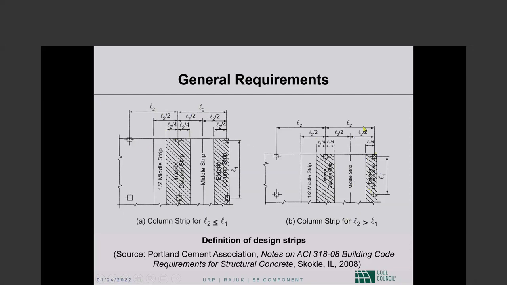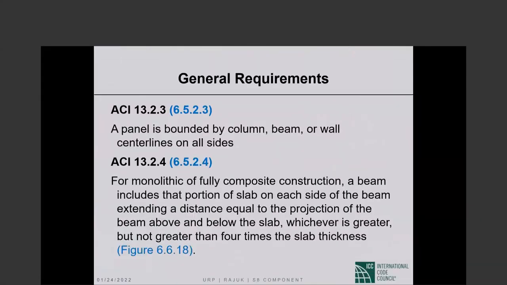Now, in the second picture, L sub 2 is smaller than L sub 1. I'm sorry, L sub 1 is smaller than L sub 2. So now the width of this half column strip is L sub 1 by 4, the shorter span divided by 4. So the width of the half column strip is 1/4 of the shorter span, L sub 1 or L sub 2. Okay, I think the picture is explicit enough. So that defines the column strip and the middle strip.